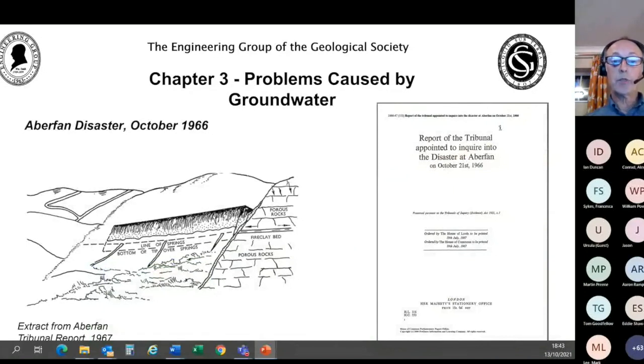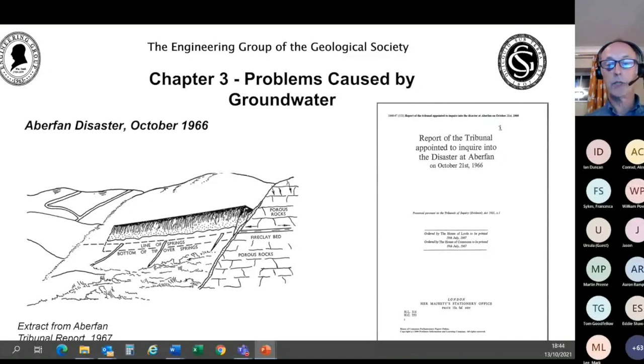On the subject of obstructing natural groundwater flow paths, we should also acknowledge the event that played a very significant part in the starting off of the whole field of engineering geology in the UK, and that was the Aberfan disaster. On the 21st of October 1966, over 100,000 cubic meters of liquefied colliery spoil slid some 600 meters from a hillside tip, crossed a canal and a railway line, and spilled into the village of Aberfan.